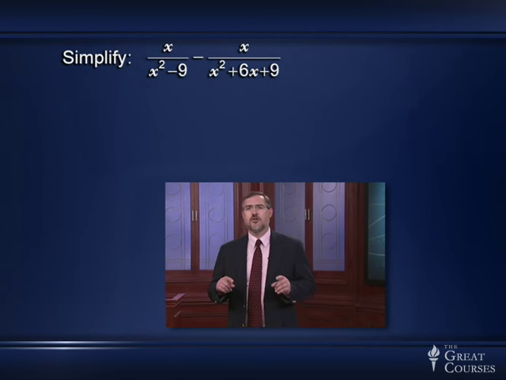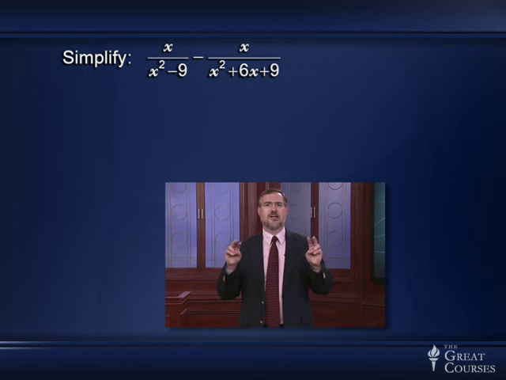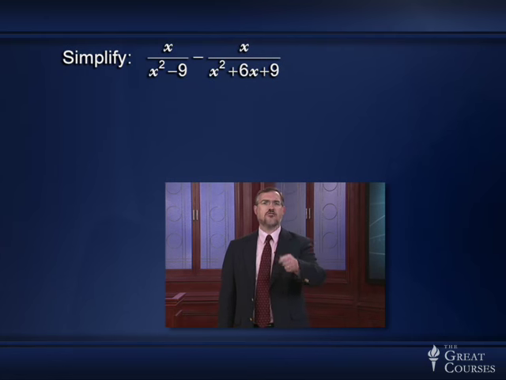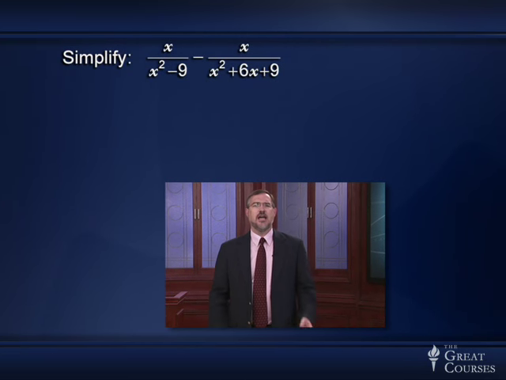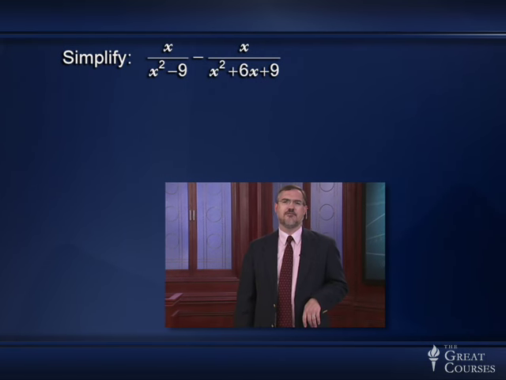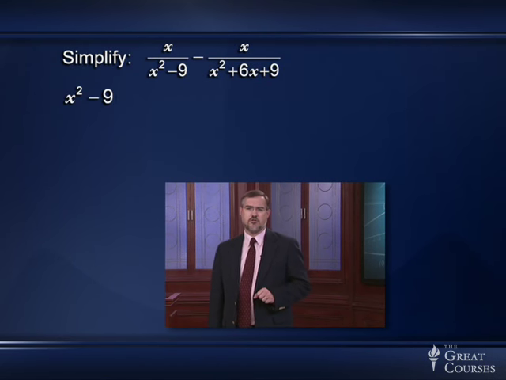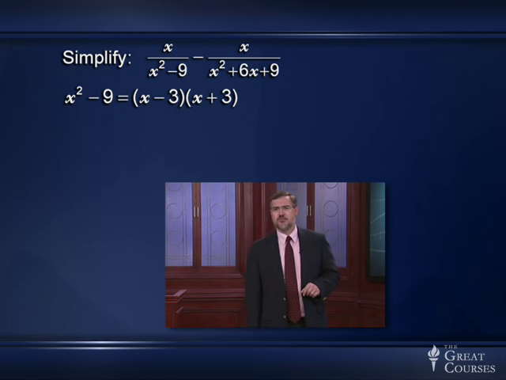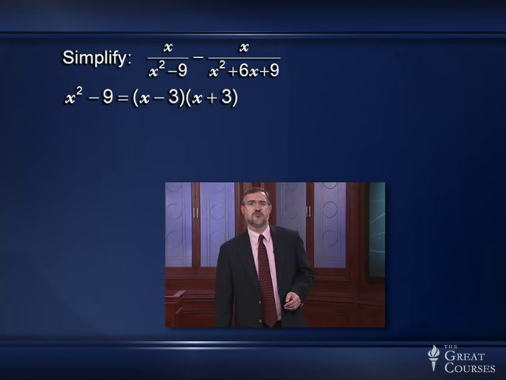So the way we're going to try to figure out how to find the least common denominator is to factor each of those two denominators and just see what kind of factors they have. The first denominator is x squared minus 9, which is x minus 3 times x plus 3 because it's a difference of two squares.